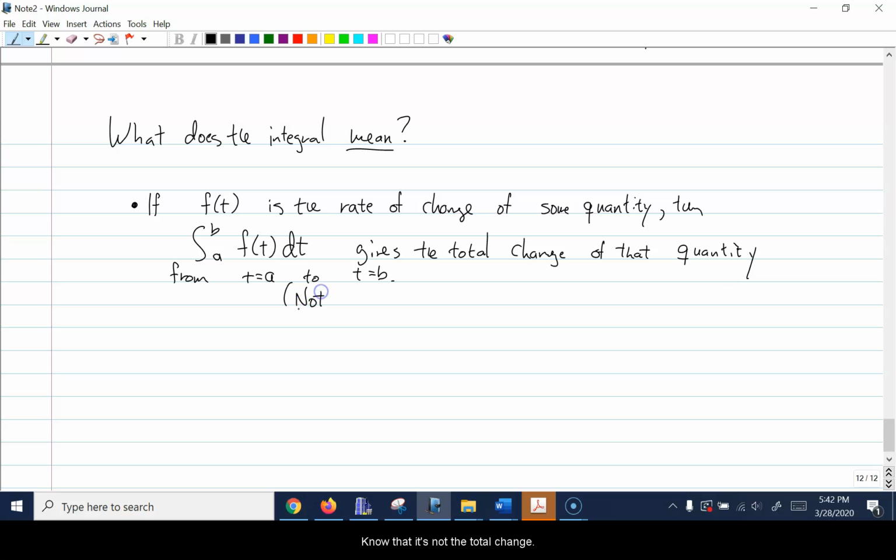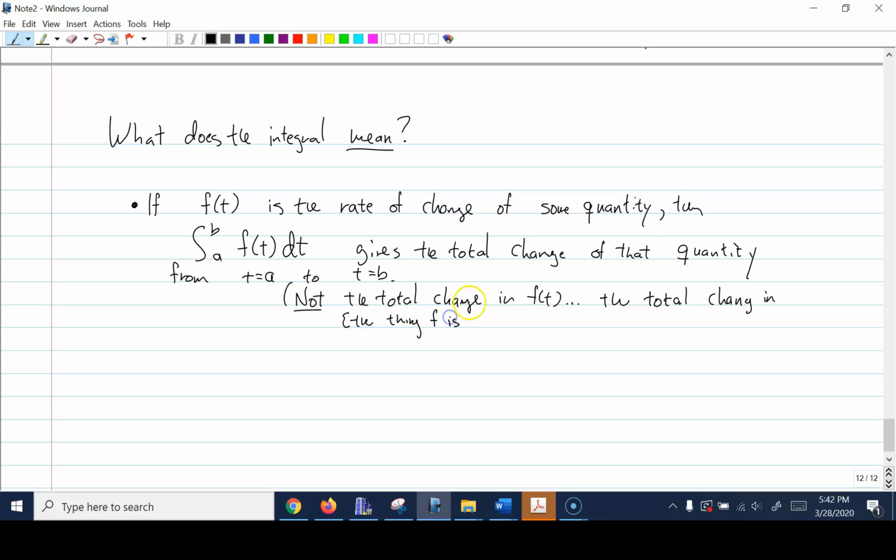Note that it's not the total change in f. It's the total change in the quantity that f is the rate of change of. That was our motivation in coming up with these. And that first one we did, where the city is growing this fast for this long and then this fast for this long, is the best example of that.